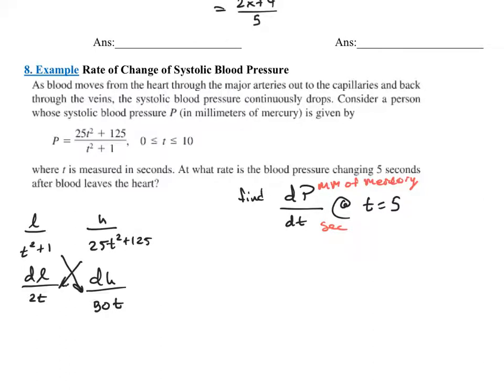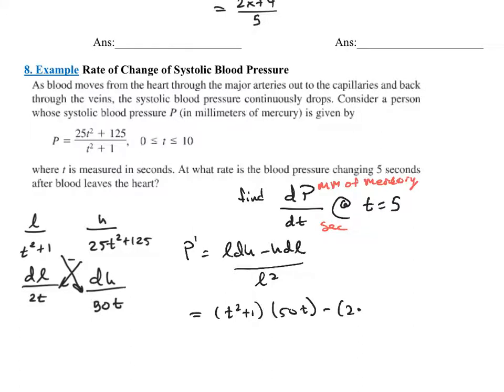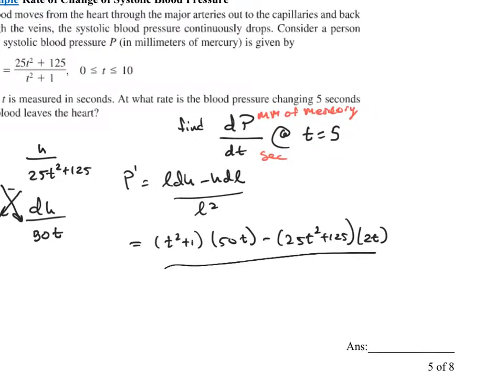Now we're going to do low d high minus high d low. So again, p prime is equal to low d high minus high d low over what's below squared. So in this case, it's the low, which is t squared plus 1, times the derivative of the high, which we said was 50t, minus the high function, which was 25t squared plus 125, times the derivative of the low, which is 2t, all over the low function squared. The low function here was t squared plus 1, quantity squared.